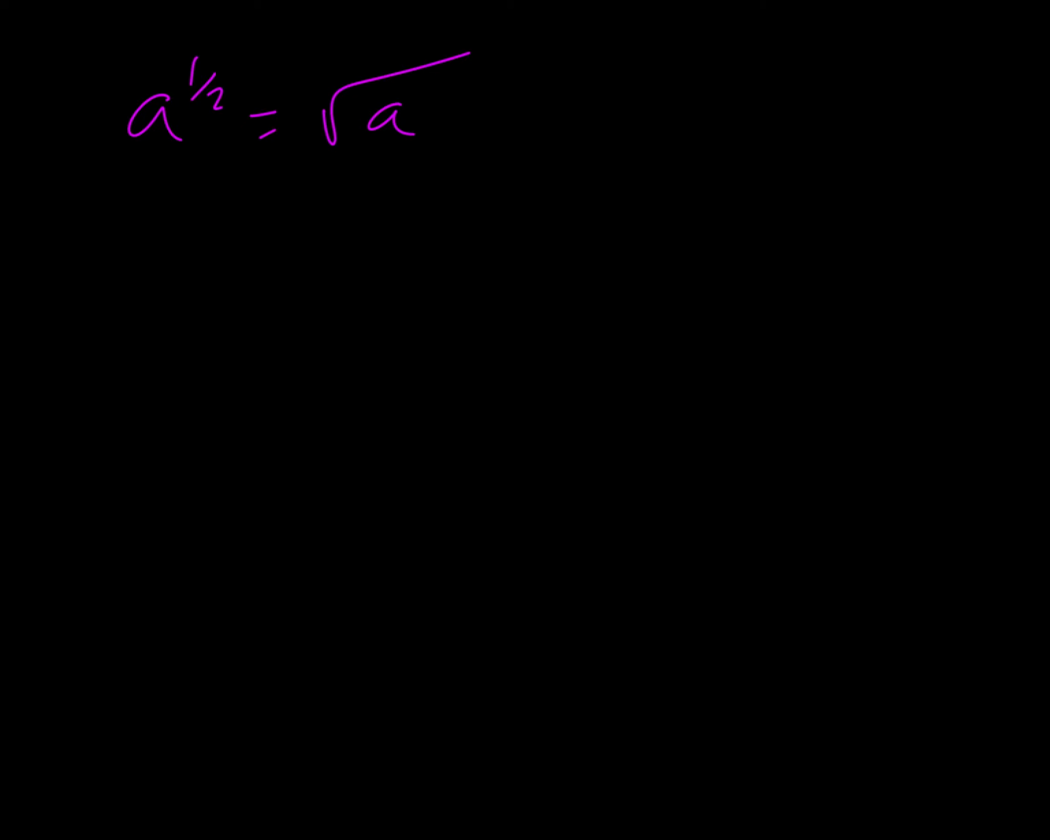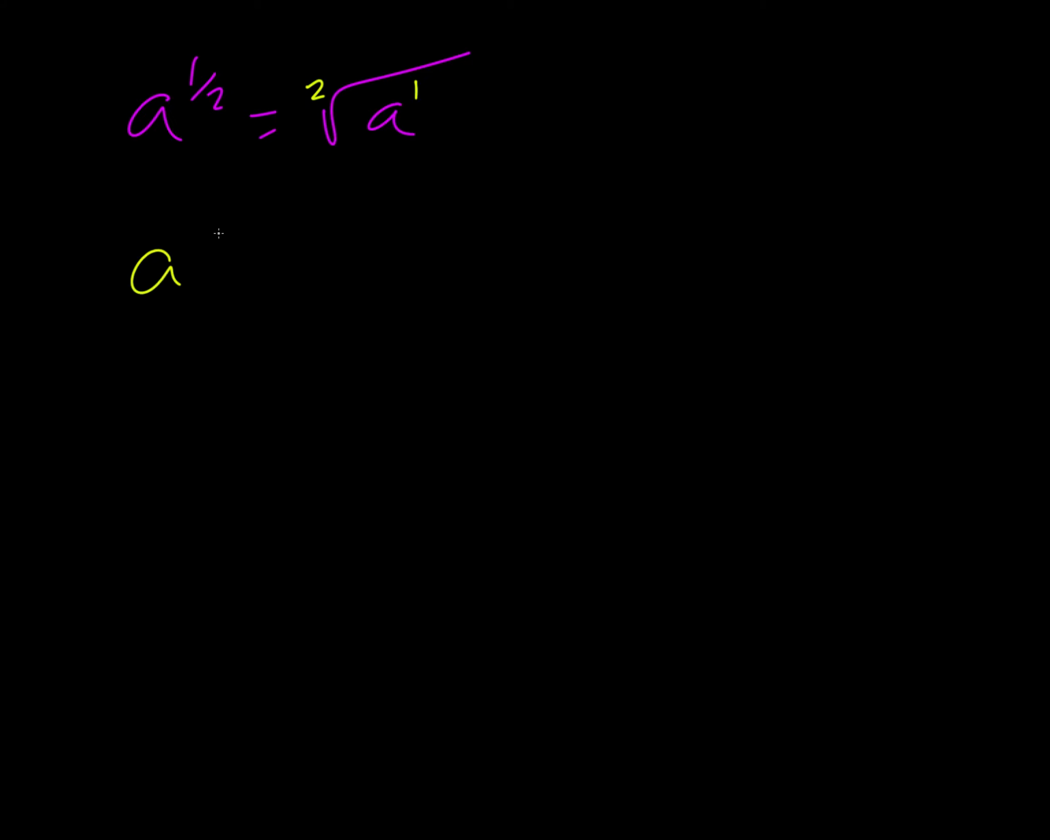And where those numbers go, there's an invisible 1 right there, and there's a 2 right there. So if we go the other way, the root number goes on the bottom of the fraction, and then the exponent goes on top of the fraction.